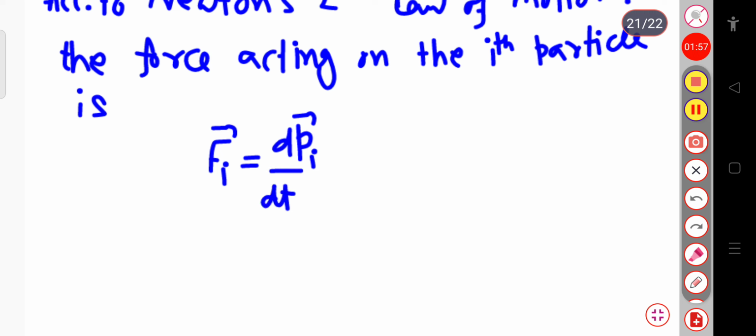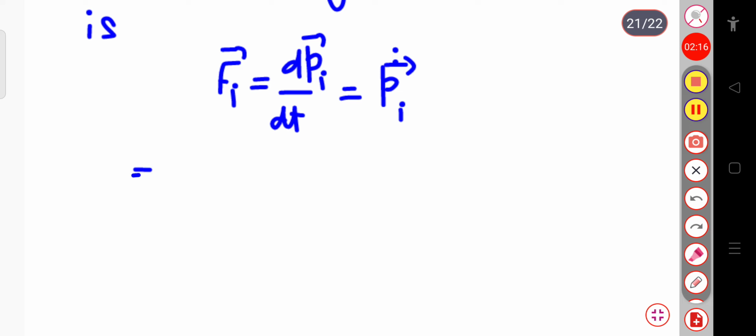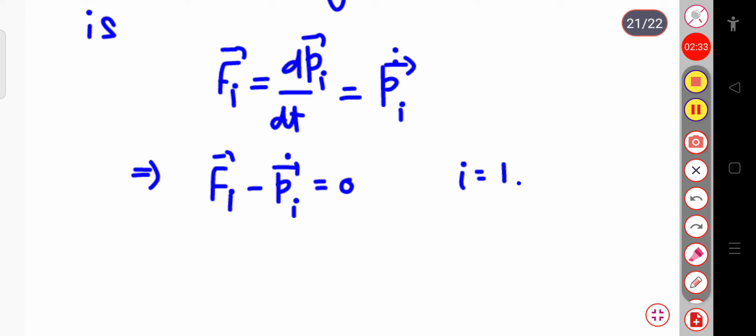So Fi equal to dpi by dt, or simply we can write it as pi dot. Pi dot is nothing but dpi by dt, that is the rate of change of the linear momentum. Simply we can write this equation as Fi, the force on the ith particle, minus pi dot, that is dpi by dt, equal to 0, where i equal to 1, 2 and so on up to n.